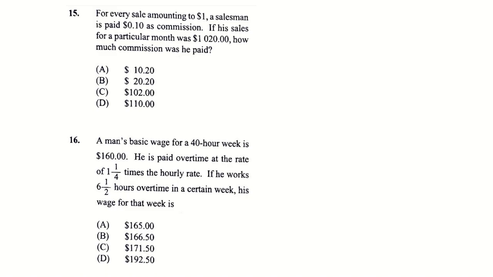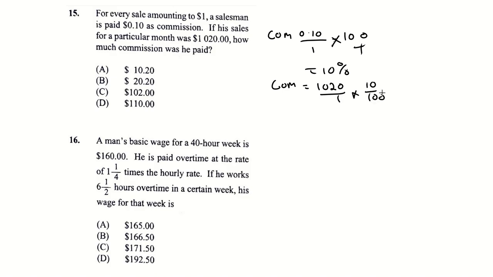Number 15, for every sale amounting to $1, a salesman is paid 10 cents as commission. His sales for a particular month was 1,020. How much commission was he paid? So they are basically telling you that his commission is 0.10 out of 1, right? Which, if you convert that to a percentage, is 10%. So his commission is going to be 1020 over 1 multiplied by 10 over 100, right? That is 102. So the answer would be C. And that is how you would do this.